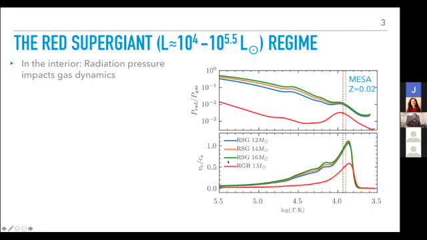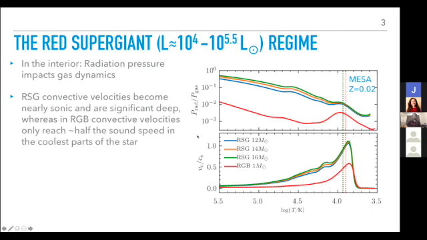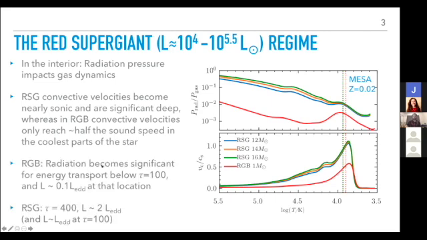and the red giant radiation pressure is not. Also, the convective velocities in red supergiants become nearly sonic, and significant, very deep within the envelope, even before hydrogen recombines at 10^4 Kelvin, whereas in red giant branch stars, the convective velocities only reach half the sound speed, even in the coolest parts of the star. Additionally, in red giants, radiation transport becomes significant for energy transport below tau of about 100, where the local luminosity is only about 0.1 Eddington at that location.